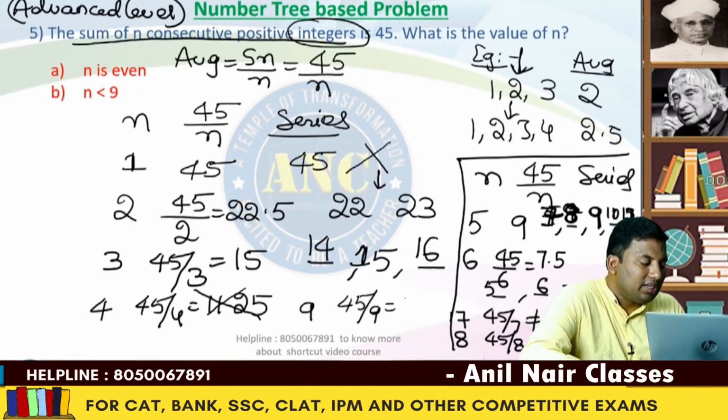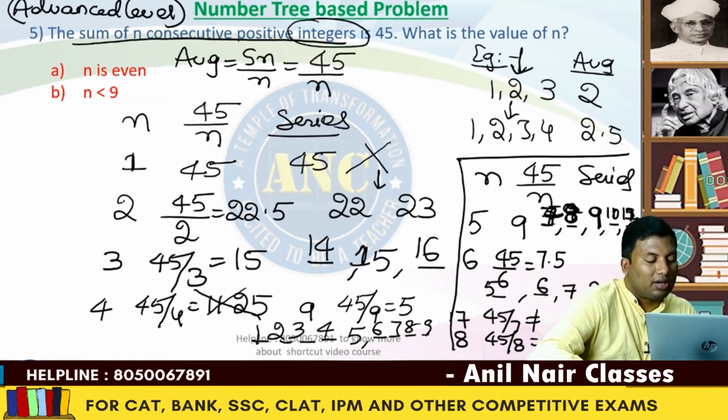45 by 9 is 5. That means the middle value is 5. Before that, 4 terms are there, and after that, 4 terms are there, which are 4, 3, 2, 1, 6, 7, 8, 9. Anything beyond 9 I cannot take, because by 9 I already got the lowest value 1.